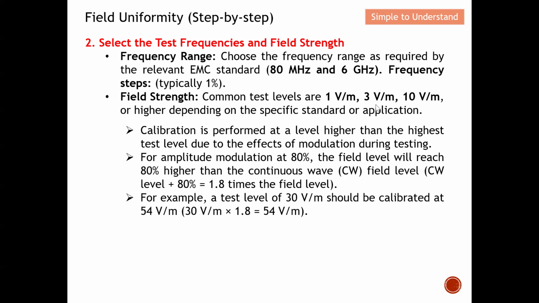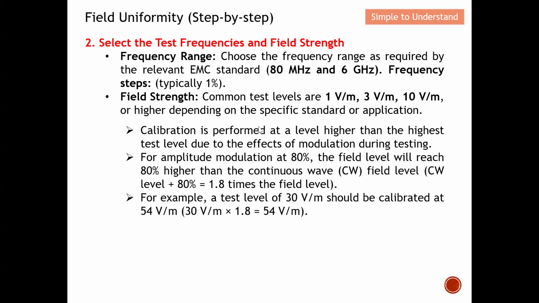Not too high, though. For example, if we need to do 3 volt per meter, we may not want to test at just 3 volt per meter because it can be quite dangerous and we may fail the test. Therefore, instead of 3 volt per meter, we will test at about 4 or 5 volt per meter. Same for 10 volt per meter, we will do slightly higher to ensure that we pass the radiated immunity. It depends on how stringent you are. But the common test levels are 1 volt per meter, 3 volt per meter, and 10 volt per meter, or even higher, depending on the specific standard or application.